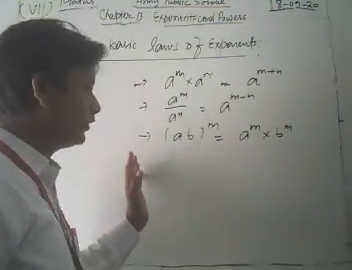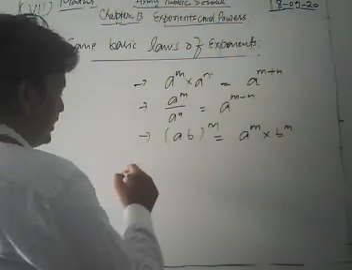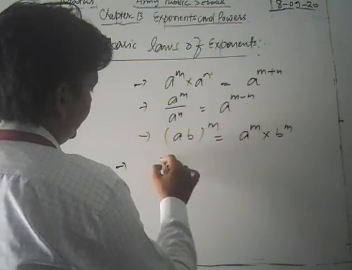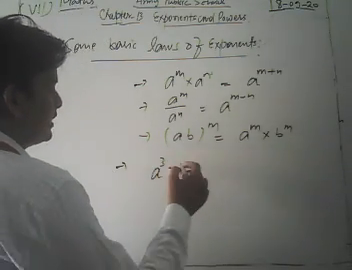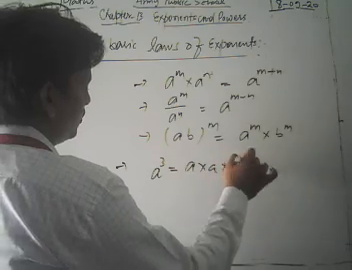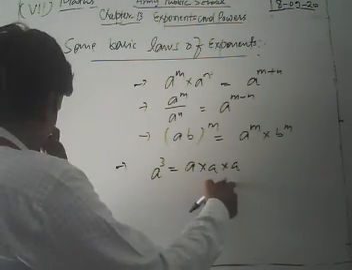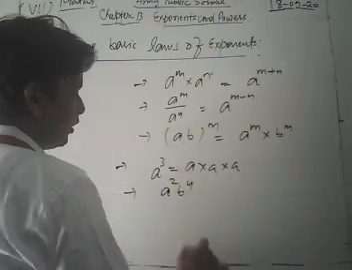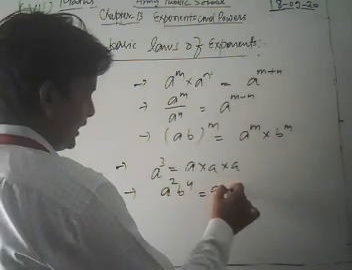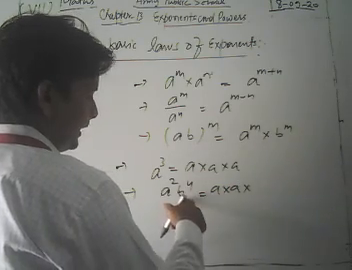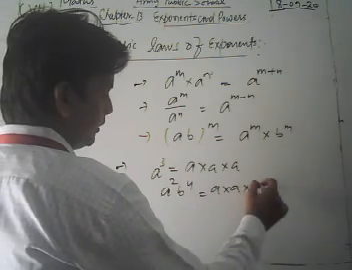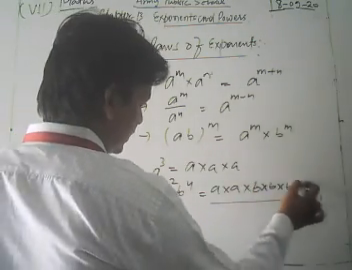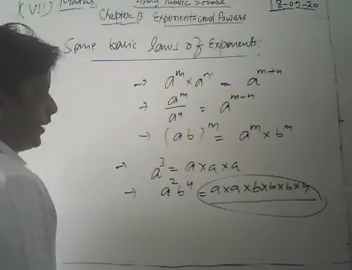Now, dear students, if we write a to the power 3, it means a into a written 3 times. Similarly, if we write a square into b to the power 4, we write a into a, and b written 4 times because the power is 4, so b into b into b into b. This is the basic concept of laws of exponents.